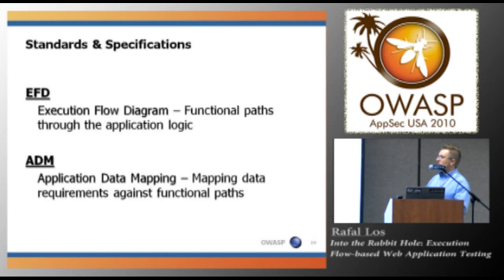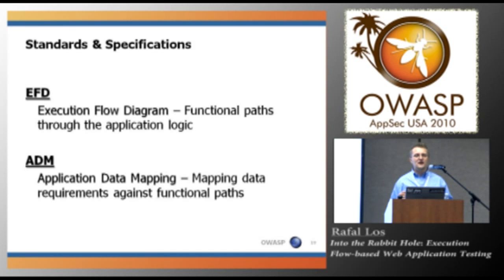So standards and specifications, I'm working on these types of specs, an EFD and an ADM, and I started the frameworks for these already. I'm just kind of running out of time. I wanted to have them mostly done by today. Unfortunately, it didn't happen. The execution flow diagram is a functional path through the application logic. And so there will be many functional paths through the application logic, potentially hundreds, maybe thousands. And if you have really complex applications, if you run in the millions, you might want to start segmenting things. And an application data map, which is a mapping of data requirements against functional paths.